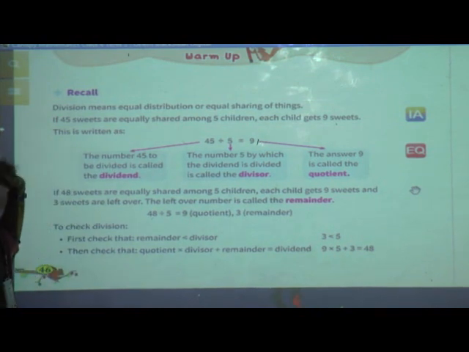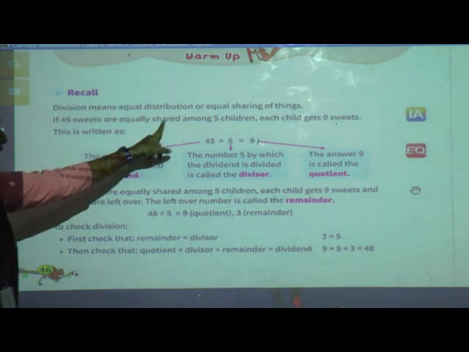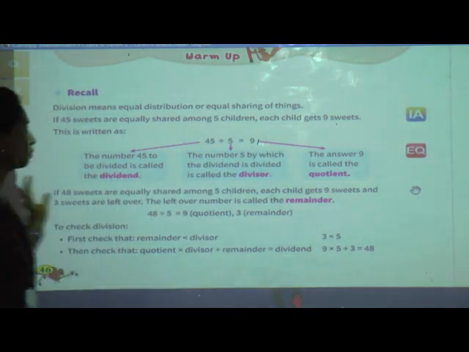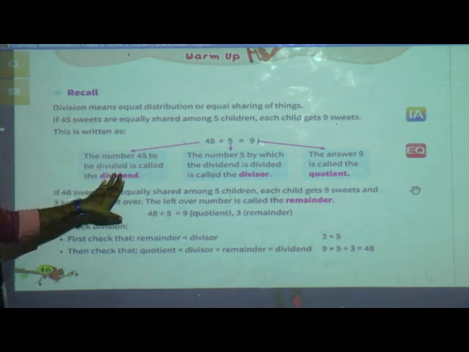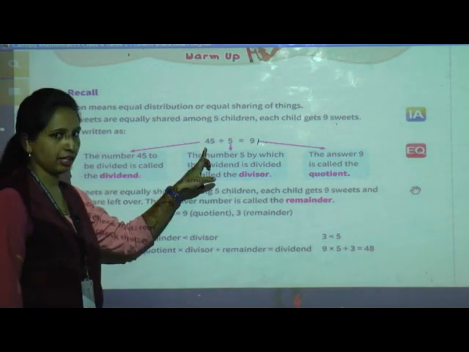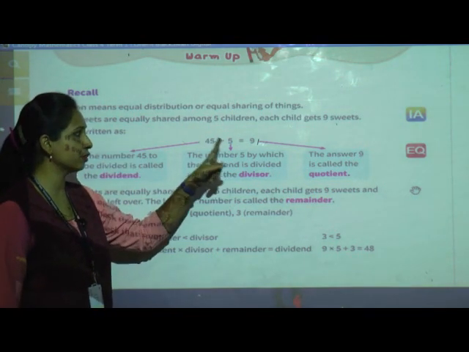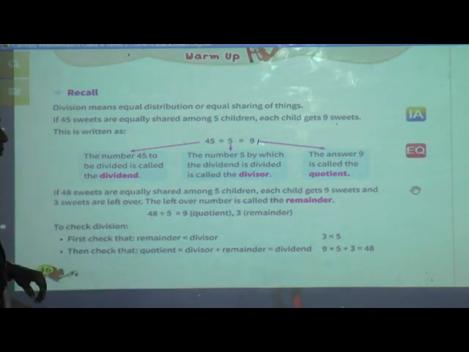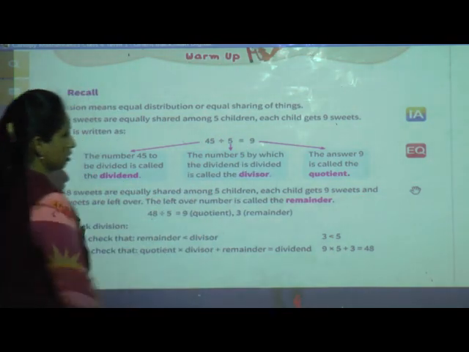Here is one example. If 45 sweets are equally shared among 5 children, each child gets 9 sweets. We have 45 sweets, and we have to distribute them among 5 children. So each child will get 9 sweets.